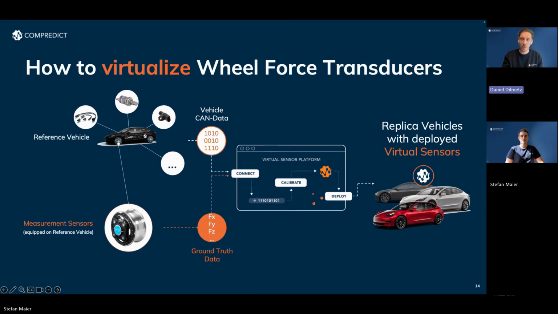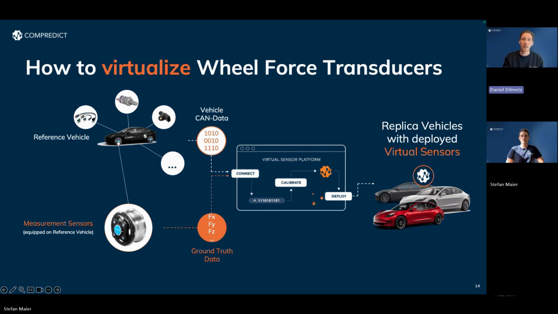So now that we know what a wheel force transducer actually is, let's get a little closer on the actual process on how we are virtualizing these kinds of equipment. It all starts with a reference vehicle from our customer that is actually equipped with wheel force transducers serving as the ground truth for the virtual sensor calibration. In order to calibrate a virtual sensor for wheel force transducers or for any other reference equipment, we basically need two things of this reference vehicle.